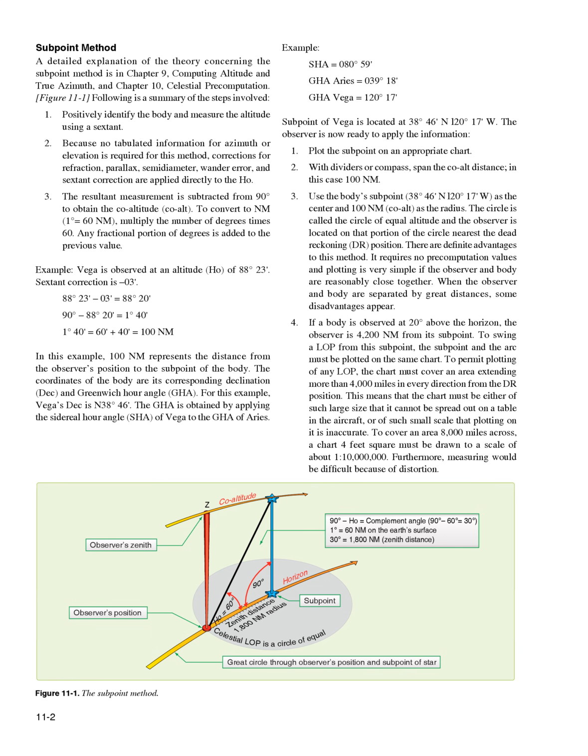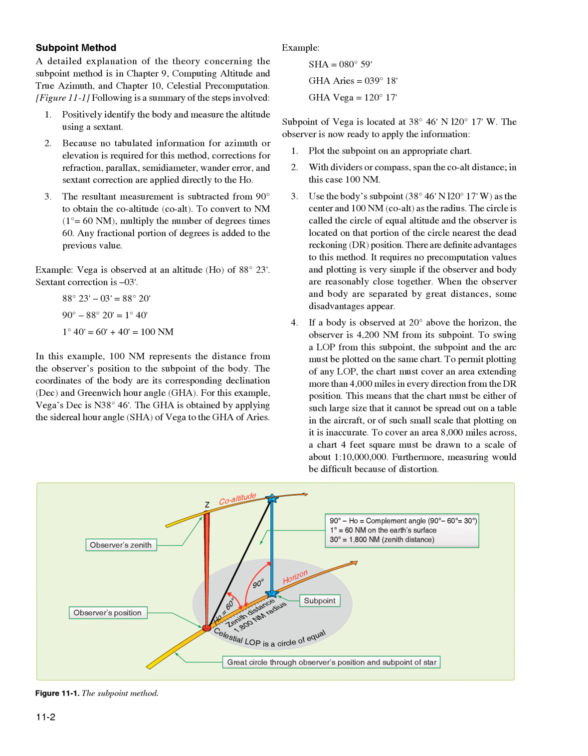There are definite advantages to this method. It requires no precomputation values, and plotting is very simple if the observer and body are reasonably close together. When the observer and body are separated by great distances, some disadvantages appear. 4. If a body is observed at 20 degrees above the horizon, the observer is 4,200 nautical miles from its subpoint. To swing a LOP from this subpoint, the subpoint and the arc must be plotted on the same chart. To permit plotting of any LOP, the chart must cover an area extending more than 4,000 miles in every direction from the DR position. This means that the chart must be either of such large size that it cannot be spread out on a table in the aircraft, or of such small scale that plotting on it is inaccurate.